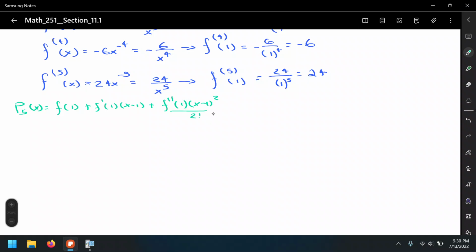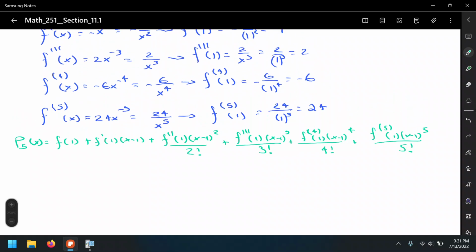Well, that's where the 2 factorial plus f triple prime at 1, x minus 1 to the 3rd over 3 factorial plus f fourth derivative at 1, x minus 1 to the 4th over 4 factorial plus f quintuple prime evaluated at 1, x minus 1 to the 5th over 5 factorial. So that's what we're going to write.